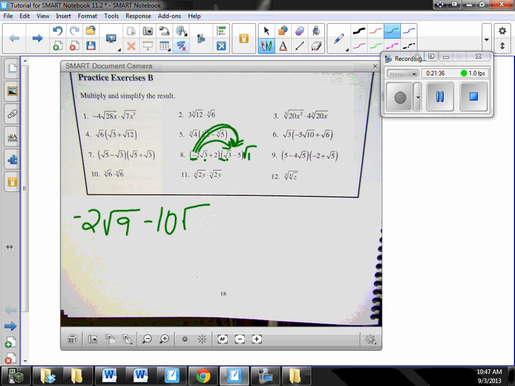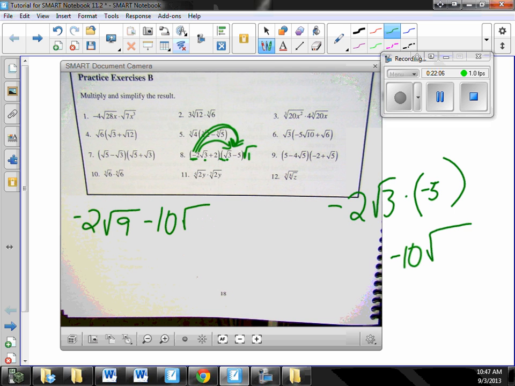Square root of... take a look at it. What goes inside here? If I have negative 2 root 3 times negative 5, I'm going to get negative 2 times negative 5 is positive 10. Square root of, well, what do I have to work with? I have a 3, and I also have the one that doesn't show up here, which is a 1, and we can just ignore it, so it's just 3.